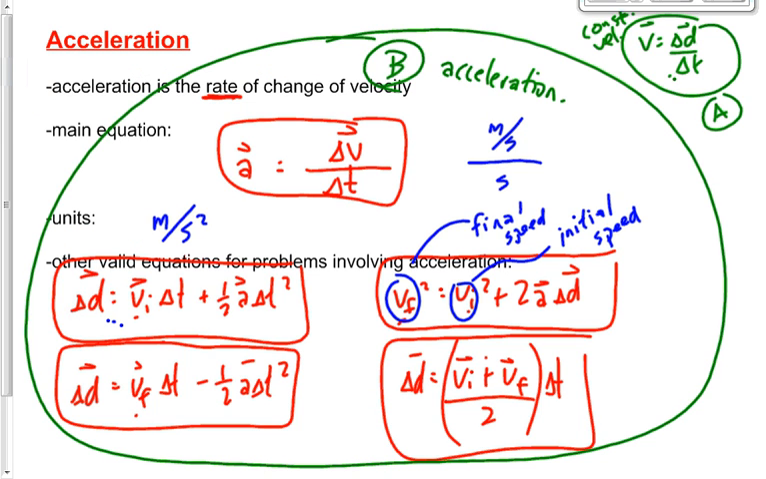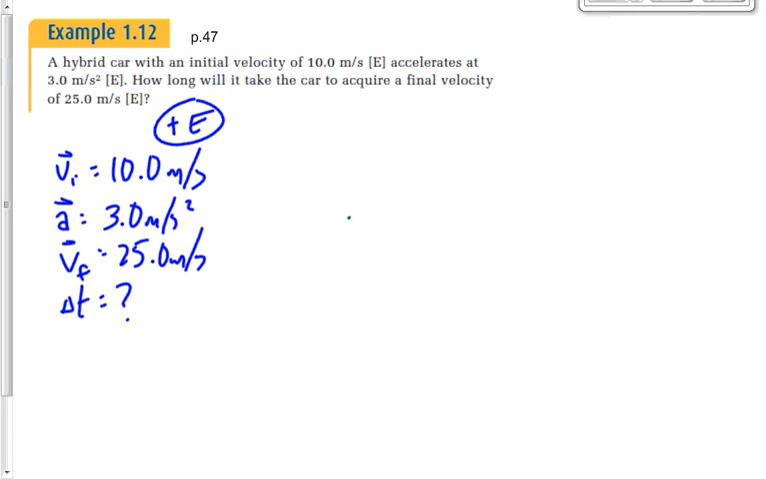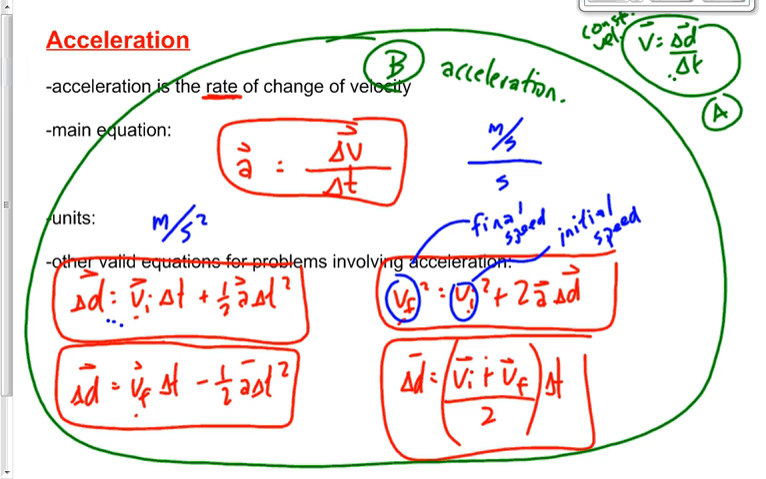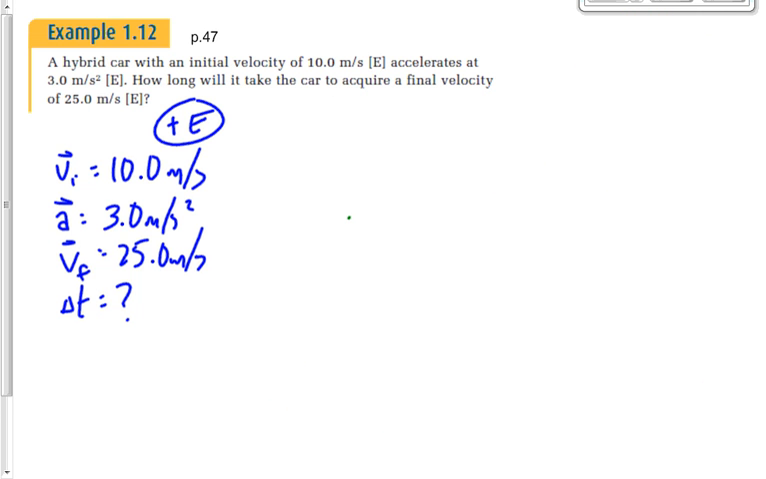Which one do you think is going to work here? We've got VI, VF, and A. We're looking for T. Which of those red equations seems to work the best? Anybody want to take a stab at that? Yeah. Okay. VF squared is equal to VI squared plus 2A times D. That William? Okay, let's take a look at that.